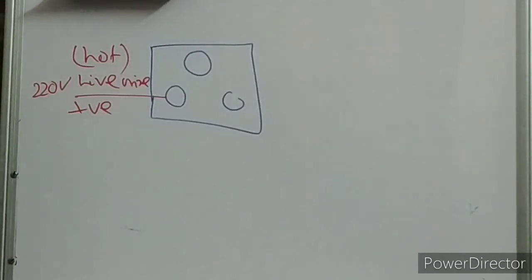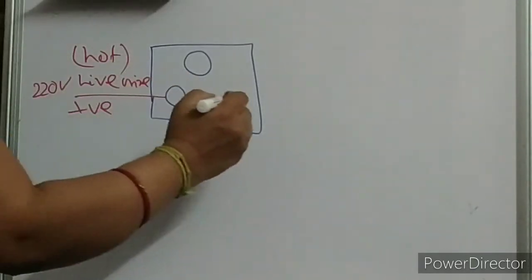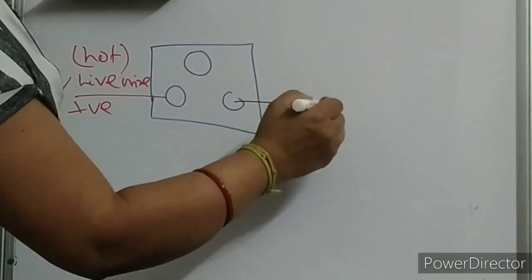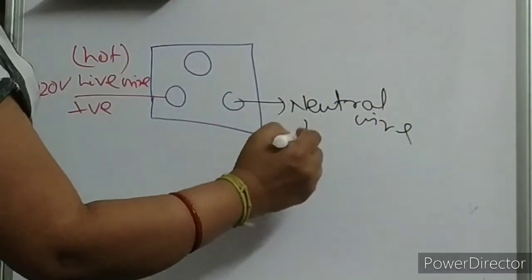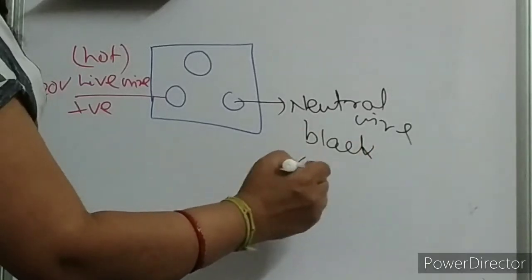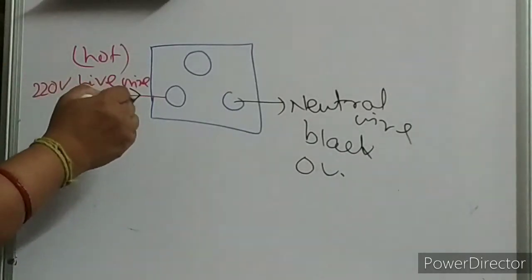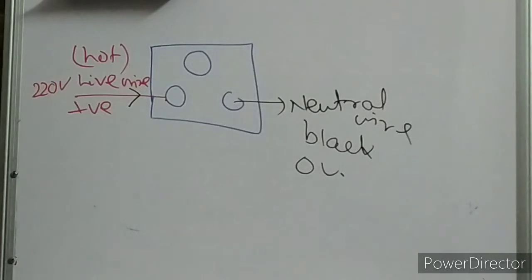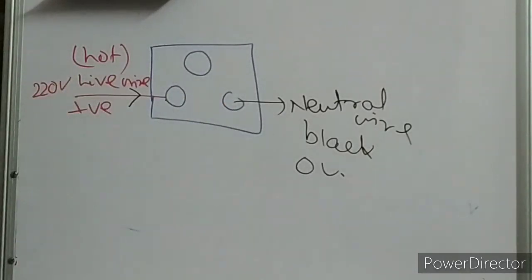Clear children? And this is your neutral wire. This is red in color and this is black in color, and it is at 0 volt. Actually, current enters through this live wire. So you might now be pondering why, if current is entering through this wire, what is the need of this neutral wire?